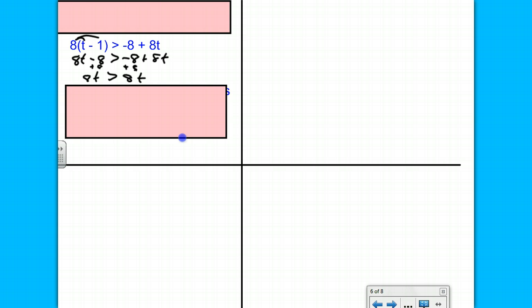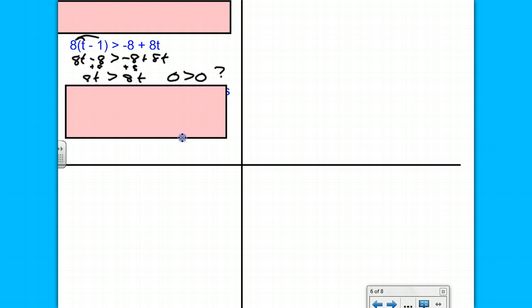Would you divide by 8? Would you subtract 8t from both sides? Could we subtract 8t from both sides? If we subtract 8t from both sides, we end up with 0 is greater than 0. Is this true? No, this is not true.